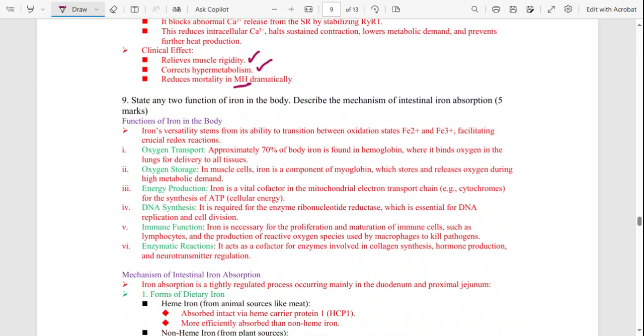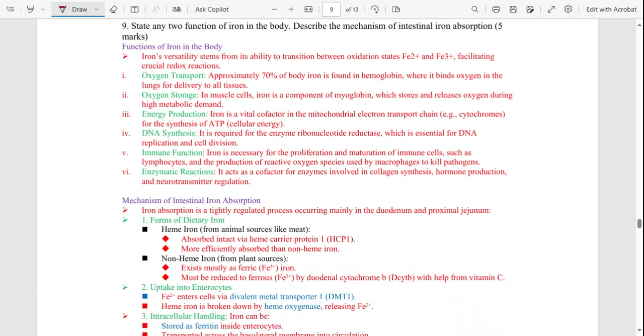Okay. Number 9 is saying: state any two functions of iron in the body, and describe the mechanism of intestinal iron absorption. Well, iron has many functions in the body. Iron can be converted from iron 2+ to iron 3+, and that is what facilitates redox reactions that can be used for many things in the body.